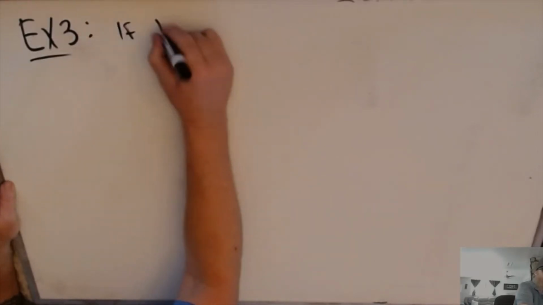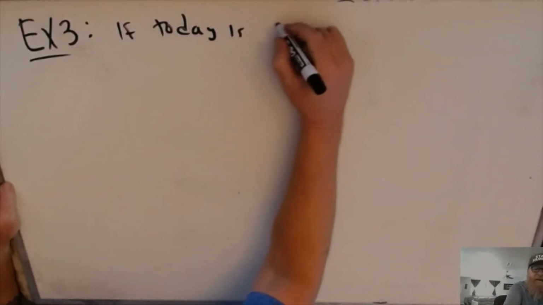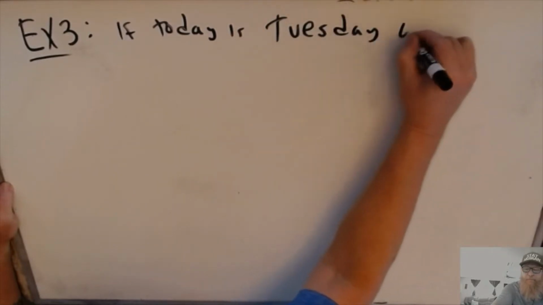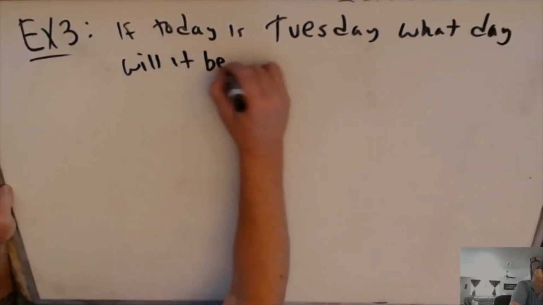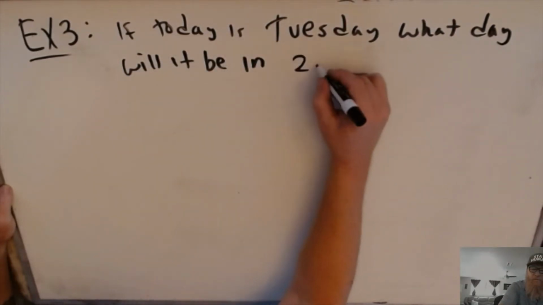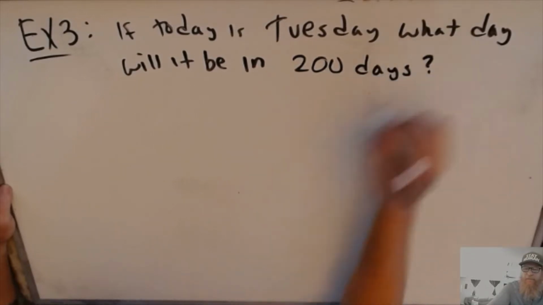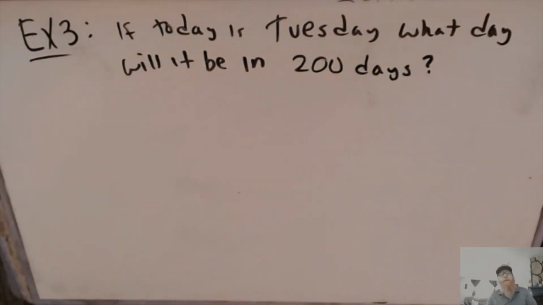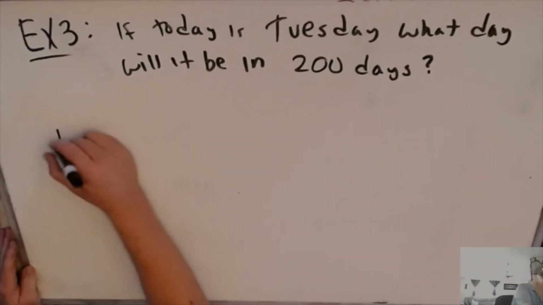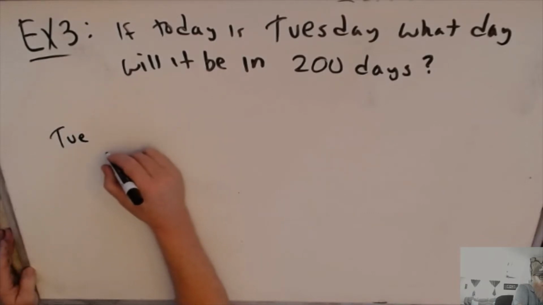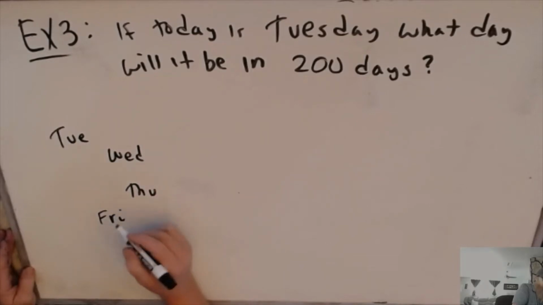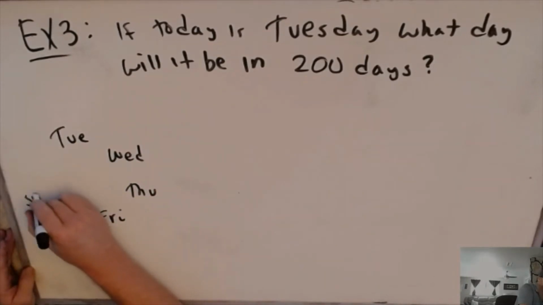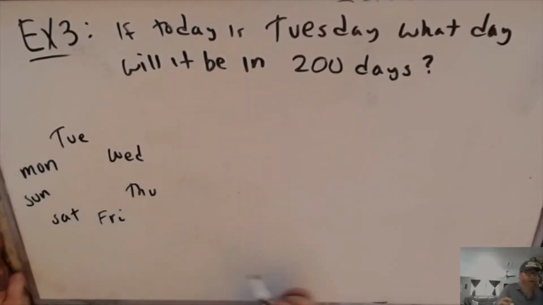Example 3. If today is Tuesday, what day will it be in 200 days? So I've got Tuesday, Wednesday, Thursday, Friday, Saturday, Sunday, and Monday.